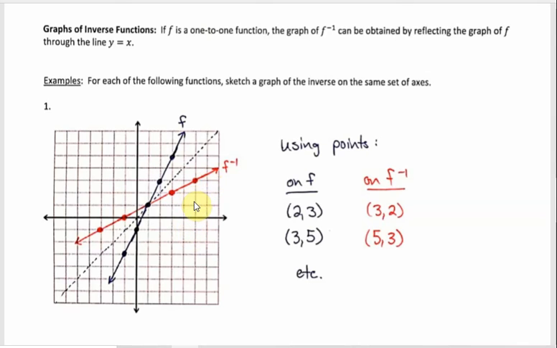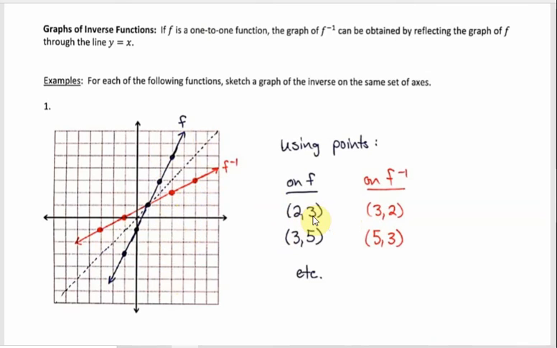There are a couple of different ways that you could figure out what the inverse would have to be if you just had f and this dotted y equals x in there. One way is just to start with the points and switch the coordinates. So like this point right here, that's 2, 3.